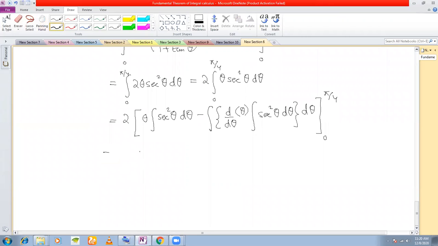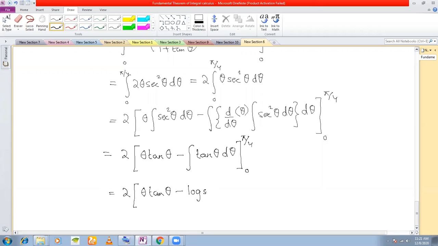Now we shall do this, that is twice theta sec square theta. What is the integration of sec square theta? It is tan theta. So this becomes theta tan theta minus integral d by d theta of theta, which is 1, and this becomes only tan theta d theta. This has to be evaluated between the limit 0 to pi by 4. That means twice theta tan theta minus integral tan theta, which is log sec theta, evaluated between the limit 0 to pi by 4.